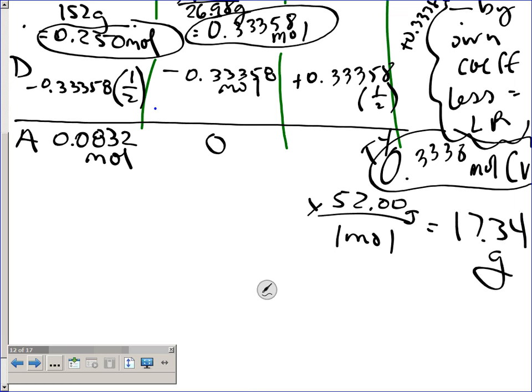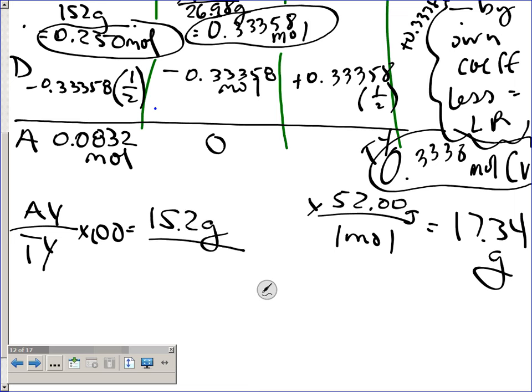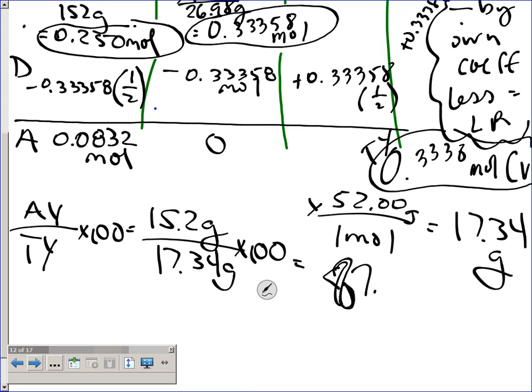That gives us 17.34 grams of chromium. And your yield should always be less than 100% because no one's going to be making more than they should, hopefully. So actual yield over theoretical yield times 100. Actual yield was what? 15.2 grams over the 17.34 grams times 100 is, someone could just say 87.6, 87.7.